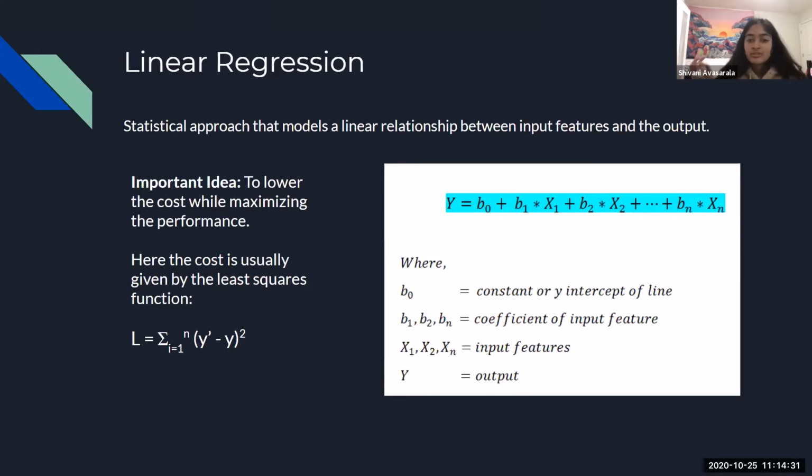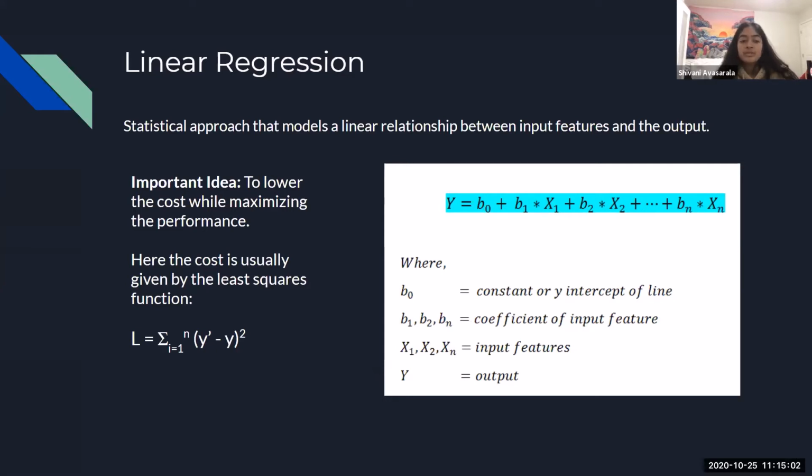We can also do multiple variable linear regression, which is just when you have multiple features and multiple coefficients that we linearly compute to find the output value. The idea behind this is to lower the cost while maximizing performance. Later on, we'll talk about the cost function, sometimes referred to as the loss function. In linear regression, we may have come across this already, but the cost function is the least squares function.